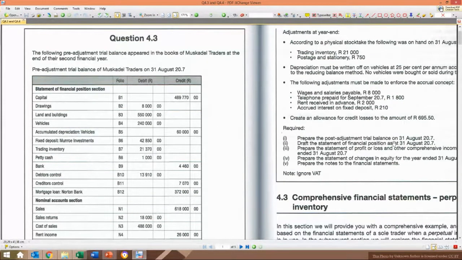Then based on that post adjustment trial balance, we will go and prepare the statement of financial position, statement of profit and loss and other comprehensive income, statement of changes in equity, and then we would also do the notes to the financial statements. Okay, so we're first going to start with the post adjustment trial balance, and then from there on we'll move to how you actually do the statements, how you document the statements, because that is what you will be tested on. Now, what is important, you can ignore that in this scenario.